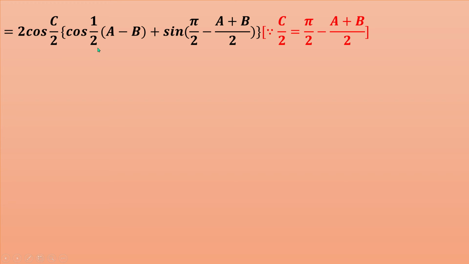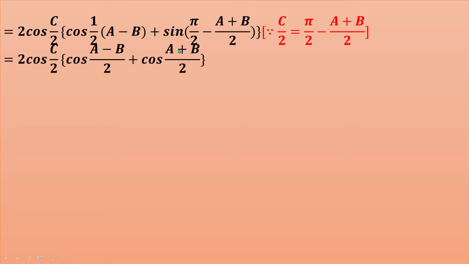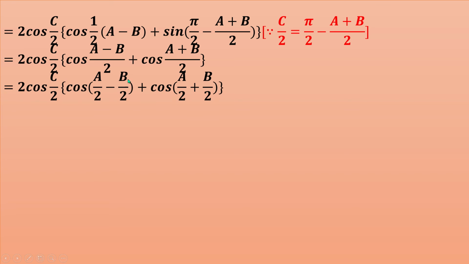Now 2 cos c by 2 into cos half (a minus b) plus, here will be c by 2, that means pi by 2 minus (a plus b) by 2. Now this equal to, we can write cos (a plus b) by 2. Now this equal to cos (a by 2 minus b by 2) plus cos (a by 2 plus b by 2).